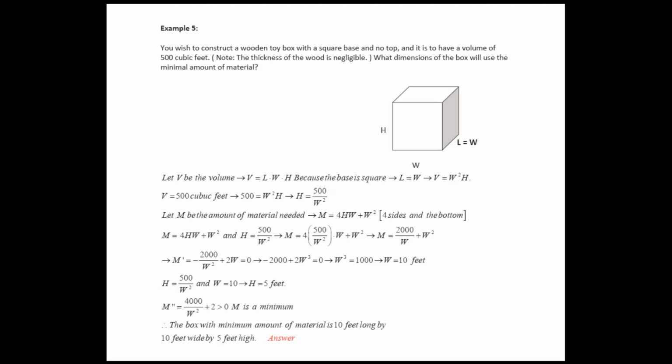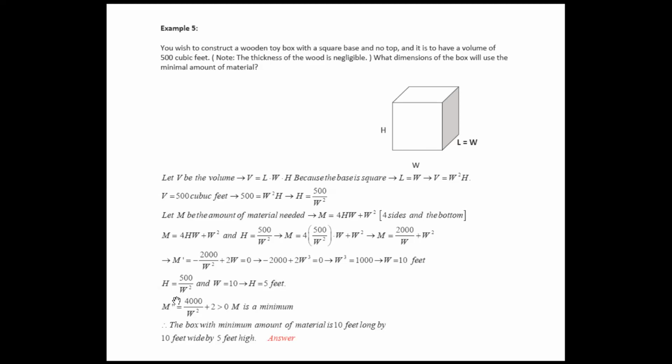And now we need to find out what H is. So in the place of W, we're going to put 10 squared. It's going to give me 100. And when we divide that into 500, we're going to get 5 feet for H. So they are the dimensions. W is 10. So it's going to be 10 by 10 by 5.